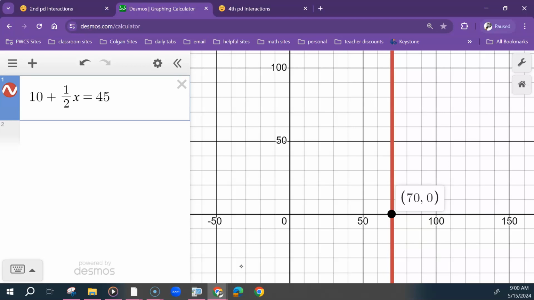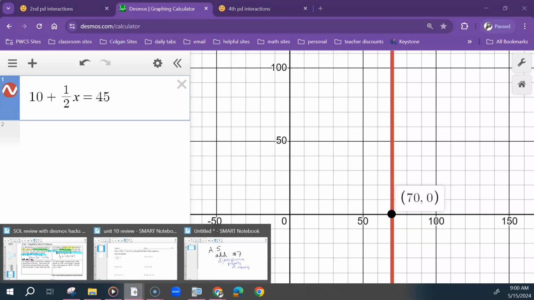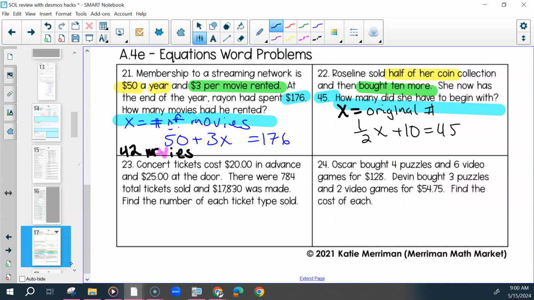And 70 coins should be the answer. Remember that you could always go back and double check your answer by putting whatever you get back into the original. Because you might get it to work accidentally, double check it, especially if you set it up incorrectly. Gabriella, say that question again.